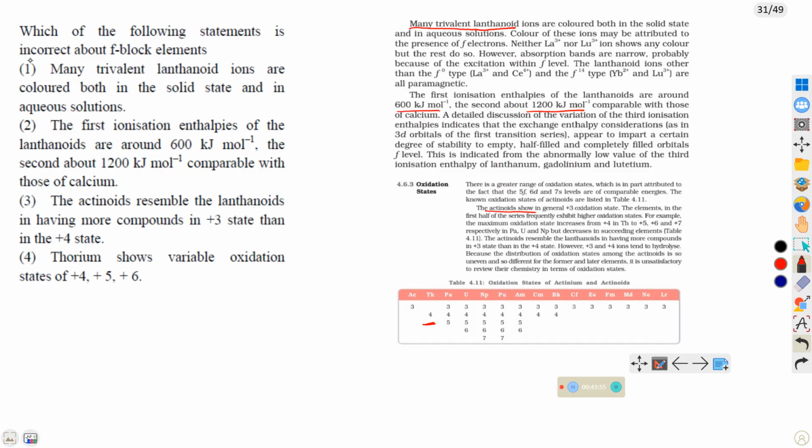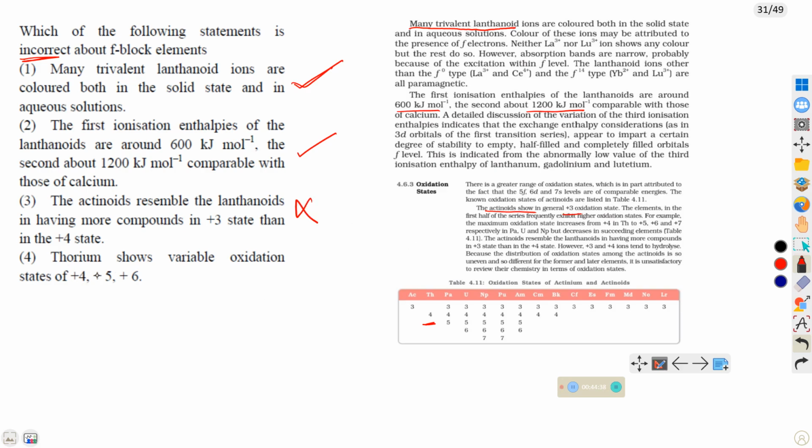Which of the following statements is incorrect? Many trivalent lanthanide ions are colored both in the solid state and in aqueous solution. Yes, this is a correct statement. The first ionization enthalpies of the lanthanides are around 600 kilojoule per mole. The second about 1200 kilojoule per mole, comparable with those of calcium. Correct. The actinide resembles the lanthanides in having more compounds in +3 state than +4 state. Only +3 state. This is incorrect.